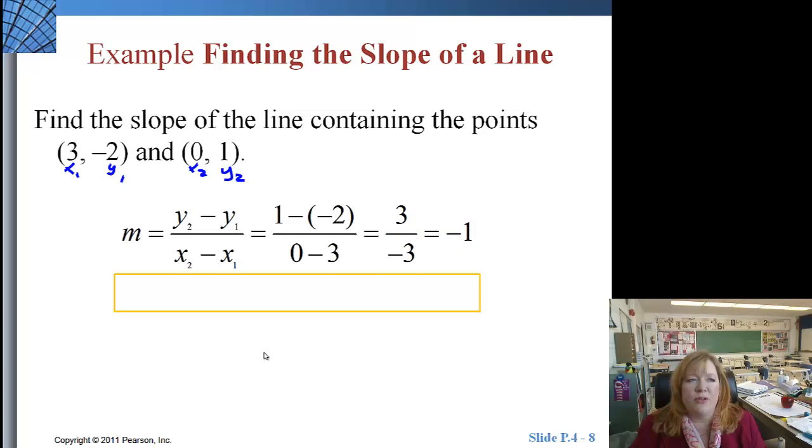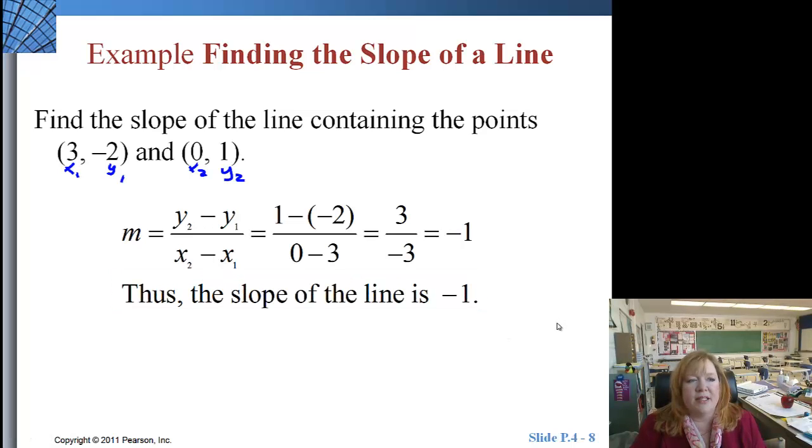Be very careful with your signs. Negative minus a negative is a positive, and make sure that you know you're subtracting these, not adding. Thus, the slope of this line is negative 1.